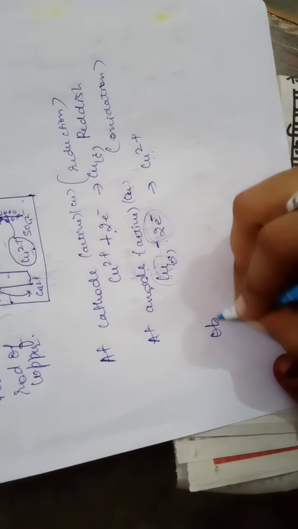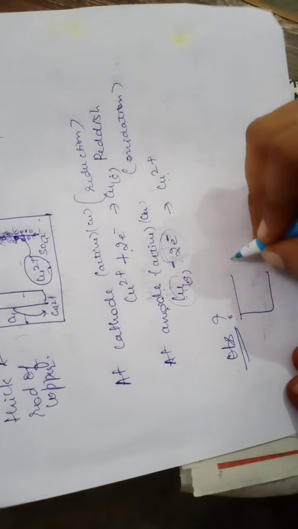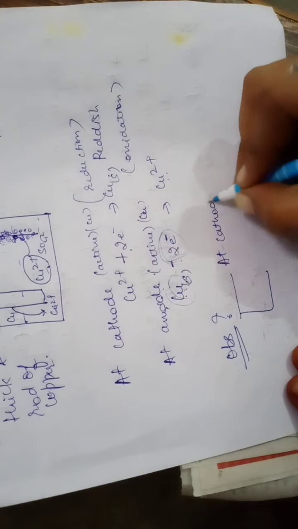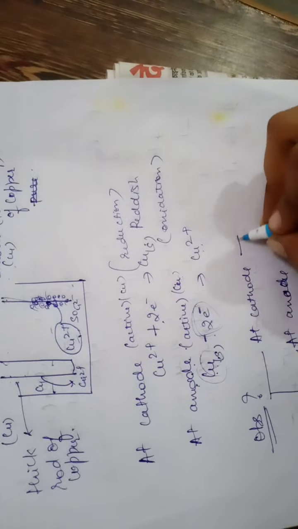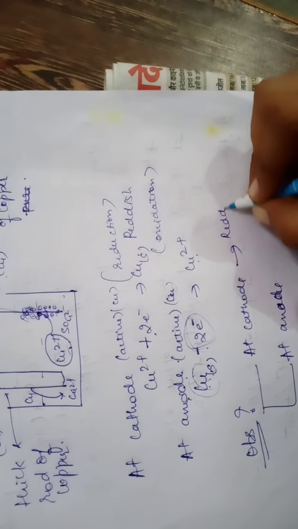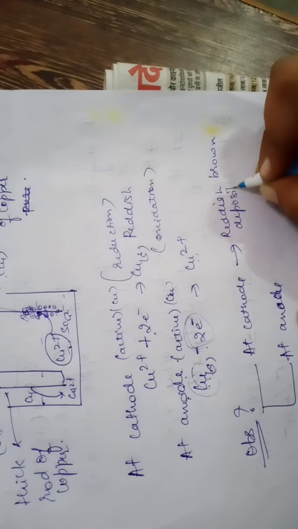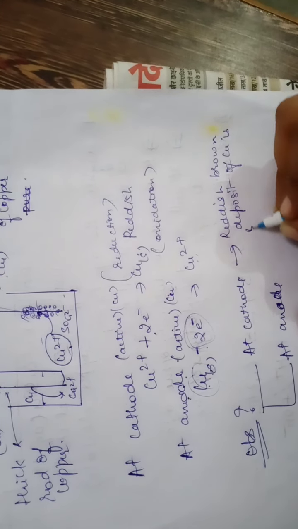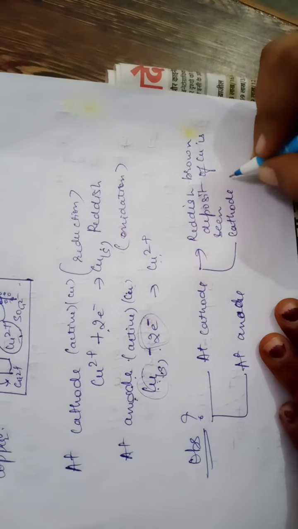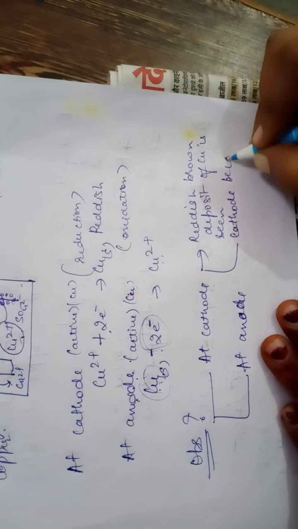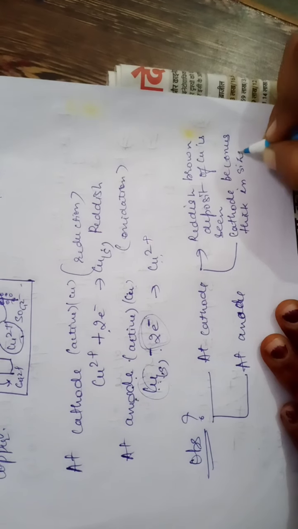Now what is the observation part? This is also very important. What is the observation seen at the cathode and at the anode? The first observation at the cathode is a reddish brown deposit. Reddish brown deposit of copper is seen. And the cathode becomes thick in size. Why is it increasing in size?